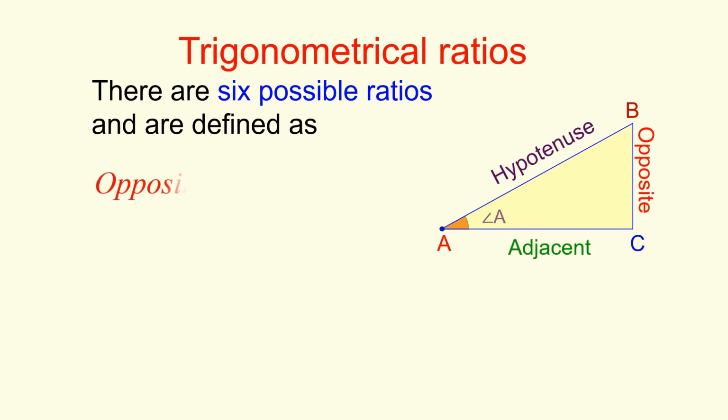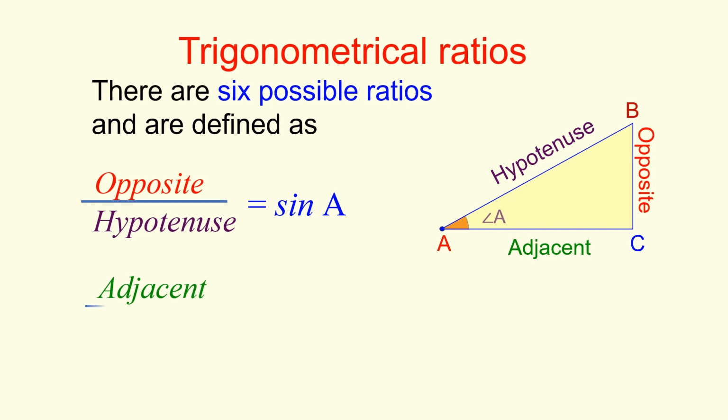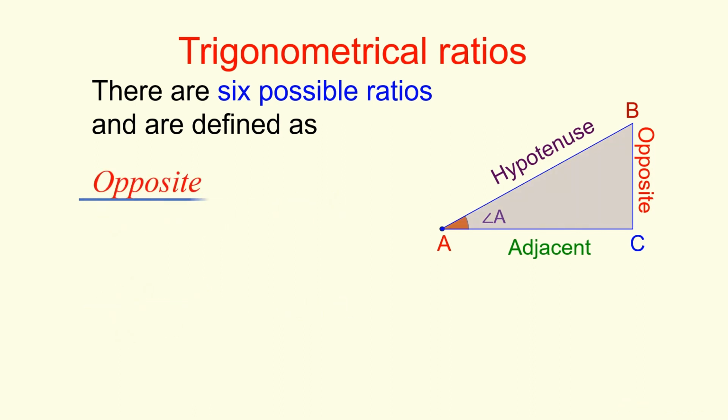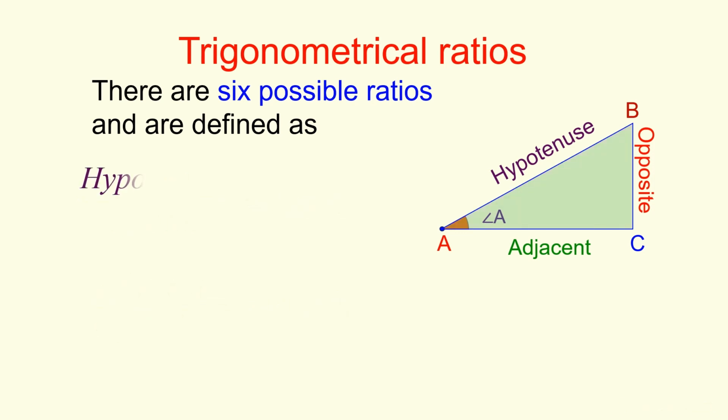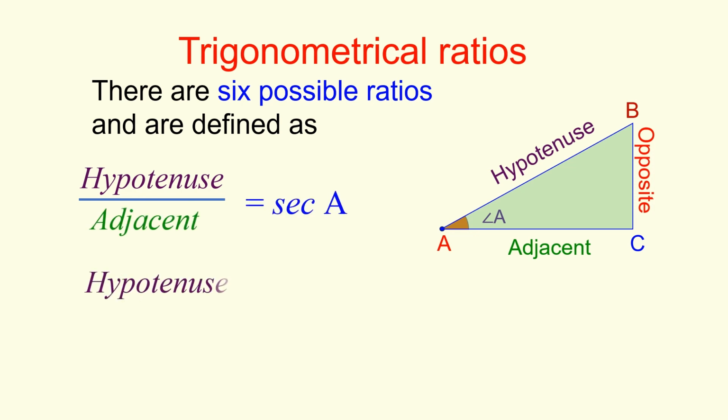Tangent or tan A equals cotangent or cot B. There are 6 possible ratios and are defined as opposite divided by hypotenuse equals sine A, adjacent divided by hypotenuse equals cosine A. Opposite divided by adjacent equals tangent or tan A. Adjacent divided by opposite equals cotangent or cot A. Hypotenuse divided by adjacent equals sec A. Hypotenuse divided by opposite equals cosec A.